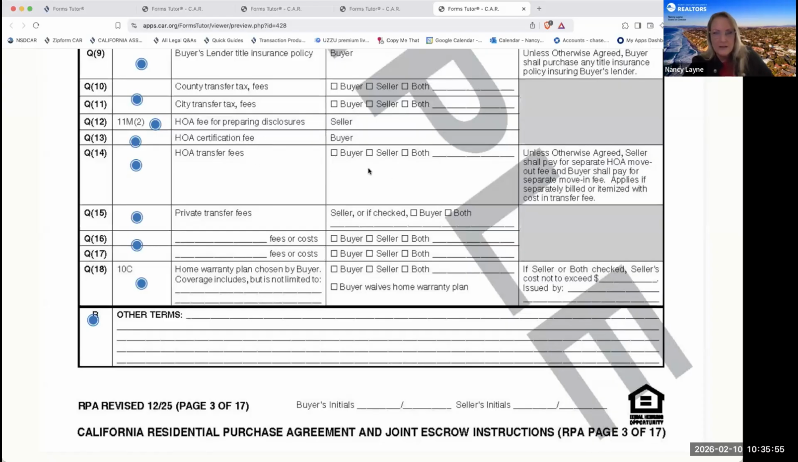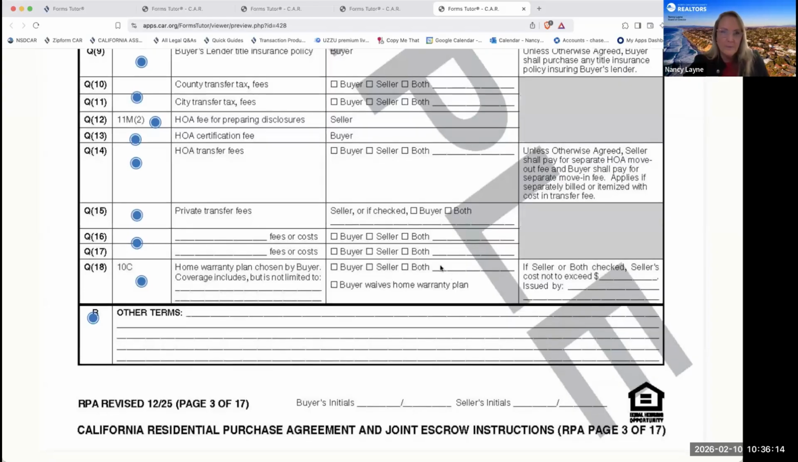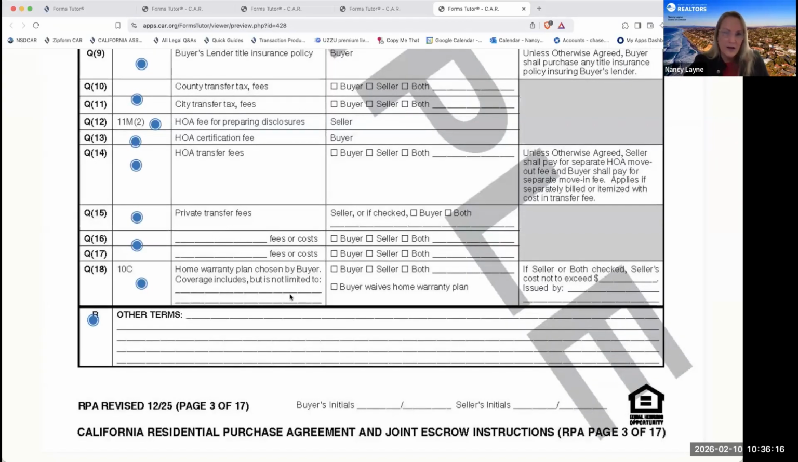The transfer fees, you can negotiate this unless otherwise agreed. The seller pays for the move out fee, the buyer pays the move in fee. Those again are numbers that you're going to need to have a discussion with a homeowners association about, and have a discussion with your buyer and or seller about. Again, there's room for additional fees or costs.